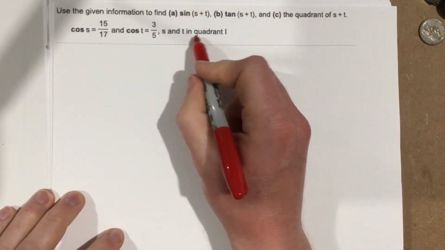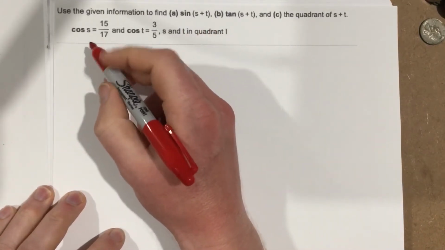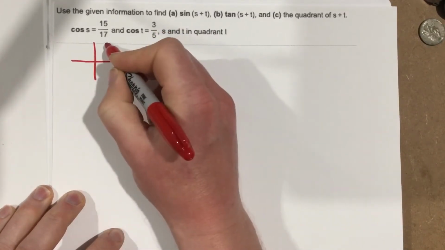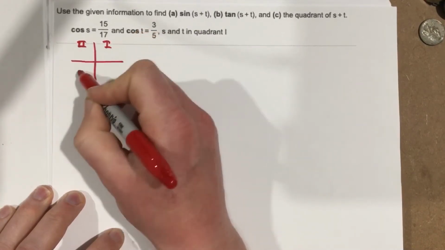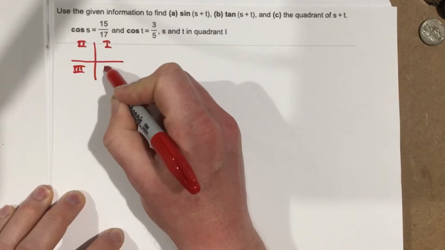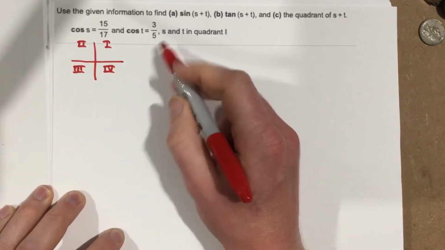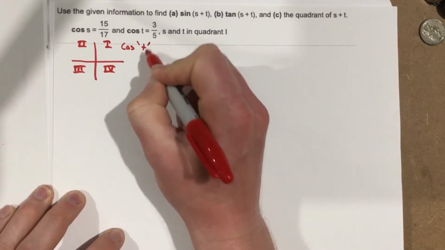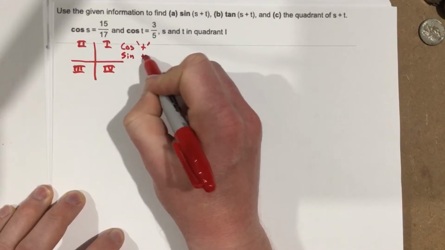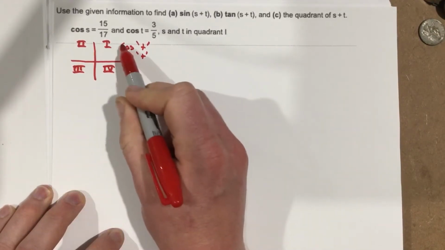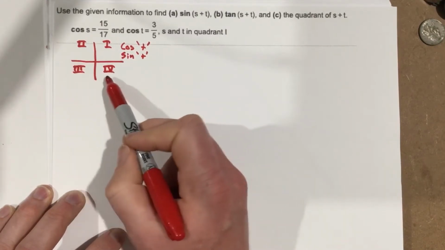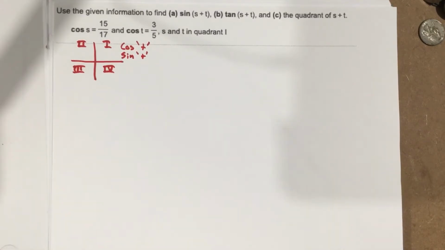They tell us s and t are in quadrant 1. So let's go ahead and draw those quadrants here. So quadrant 1, 2, 3, 4. They say they're in quadrant 1. Well, we know that cosine is positive in quadrant 1, and so is sine. Right? We got positive, positive. We've got negative, positive on this one, negative, negative, and positive, negative down there. So on the top, quadrant 1, we know that both cosine and sine are positive.